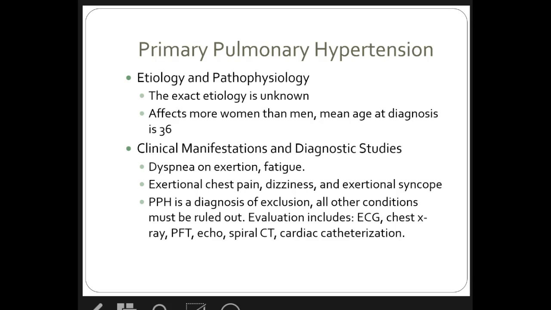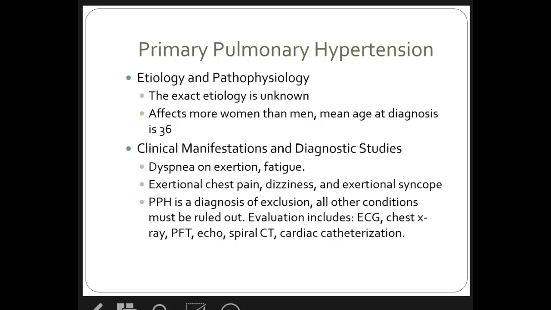Their clinical manifestations, again, they have dyspnea on exertion. This has gotten progressively worse. They have exertional chest pain, some dizziness, some exertional syncope as well. And these symptoms are related to the inability of cardiac output to increase in response to their increased oxygen demands. Eventually, dyspnea will also occur at rest as this disease progresses.